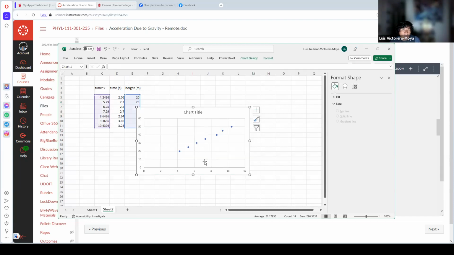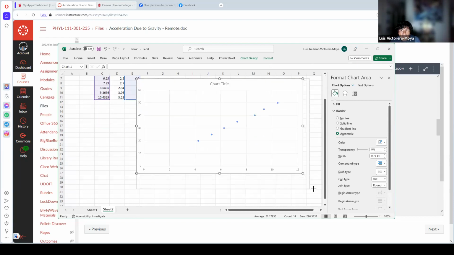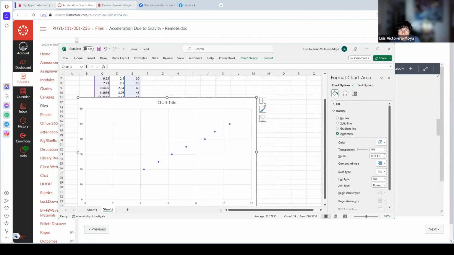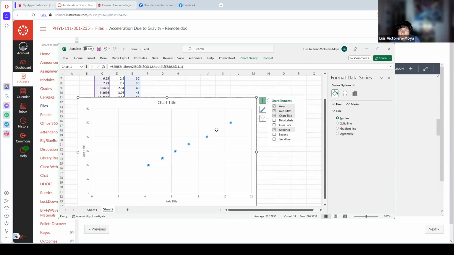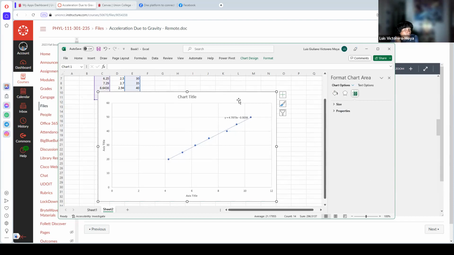You want to use a scatter plot. Very nice. It's what you will expect, right? It's almost a perfect line. And then you want to label the axis. So you want to have axis titles, position versus time square. This could be vertical distance or vertical position versus time square. And then you want to add your trend line. It's going to be linear. You want to display the equation in chart. And look, that's the slope, right? Of the position versus time square.